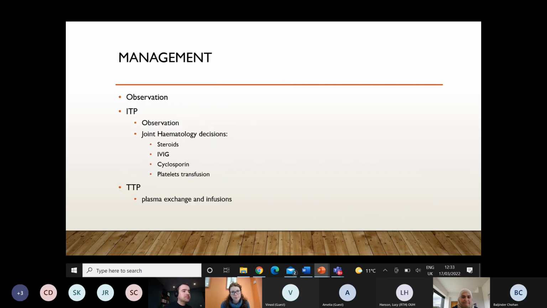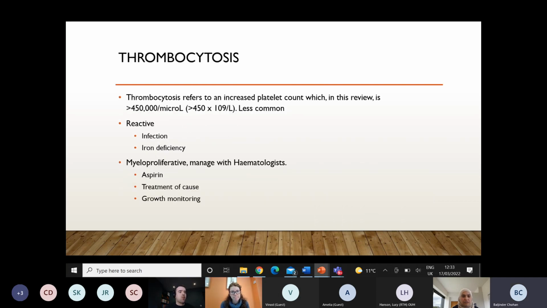Yes? We covered. Yes. So the other condition, which is not that common, but I have come across a couple of cases. I'm not sure about other people. Thrombocytosis. Have you seen any cases in pregnancy? I thought maybe just touch that as well.